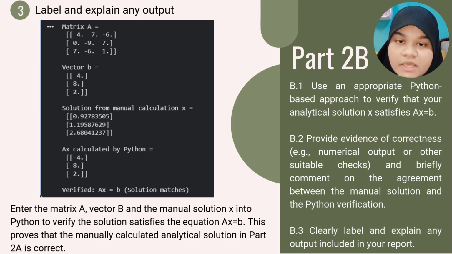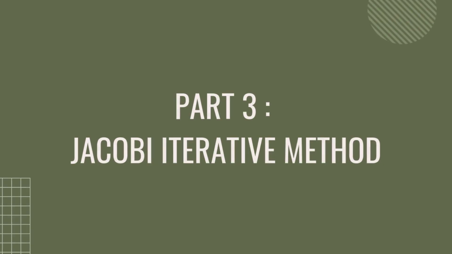Interpretation of the output. These results confirm that the analytical solution from part 2a satisfies all three original equations. The Gaussian elimination steps were performed correctly, and no computational or algebraic errors occurred. Thus, the manual analytical solution is verified and correct.